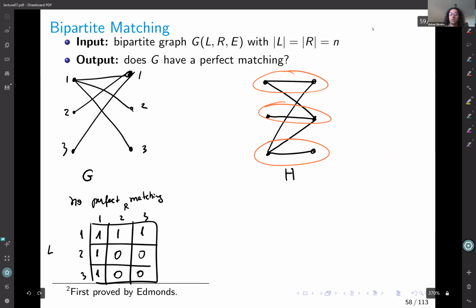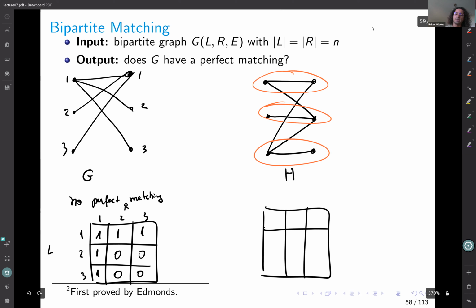And similar for H. But what is the difference for H? If I create the adjacency matrix, we have our matching, which is 1, 1, 1, and then we have the other edges. So for example, 1 is also paired up with 2. There's no edge between 1 and 3. 2 is only connected to 2. And then 3 is connected to all of them. So you can see that this is a perfect matching. The red edges that we saw form the perfect matching.